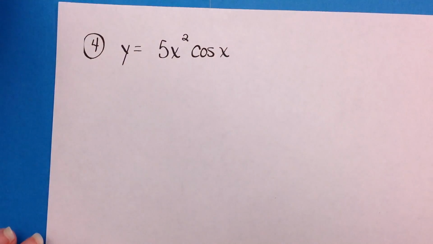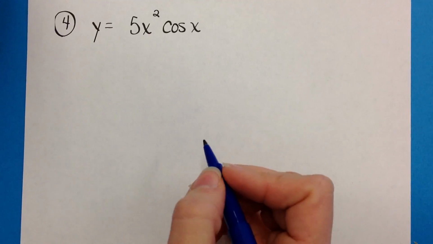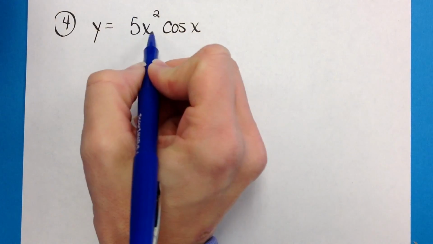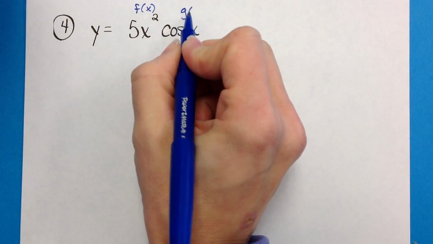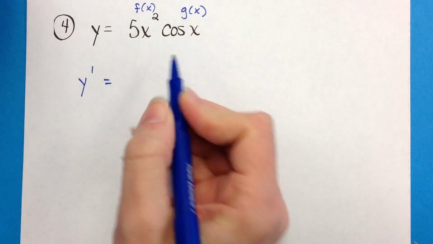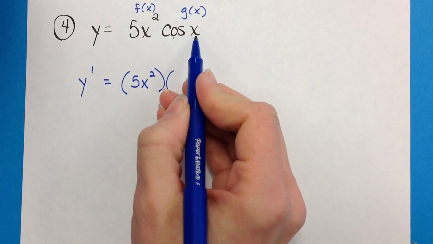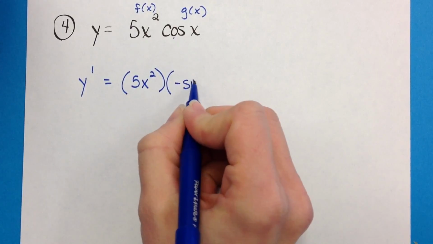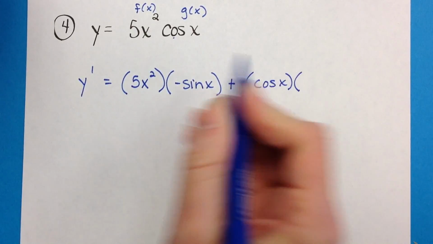Okay, next example. Now, I know I'm jumping to number 4 here. I had a number 3 that I've actually left out, so if you want to just call this number 3, that's fine. All right, so first function, second function. So the 5x squared would be your first function, and the cosine x would be your second function. Okay, so I'll just do y prime. So I need first function times the derivative of the second. So the derivative of cosine, remember, is negative sine, plus second function times the derivative of the first.